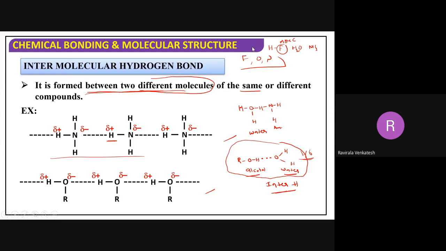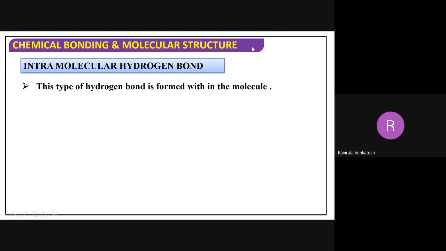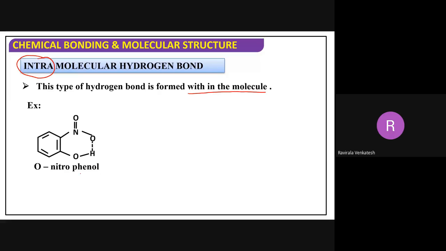Next we'll move to intramolecular hydrogen bonding. Intra means within the molecule. This type of hydrogen bonding is found within the molecule. I have taken orthonitrophenol. Now this is only one molecule. Everything is one molecule. I have drawn it like this. Everything is only one molecule.